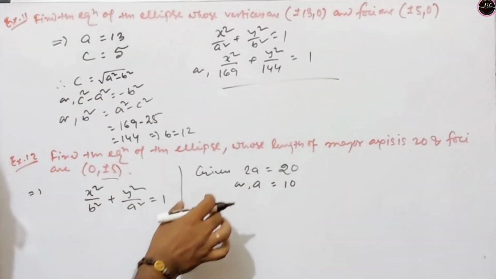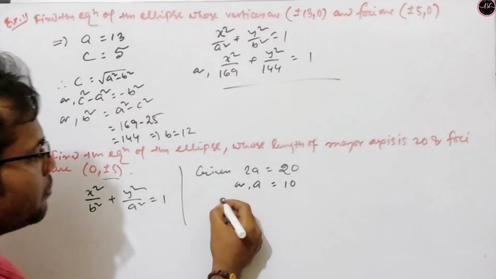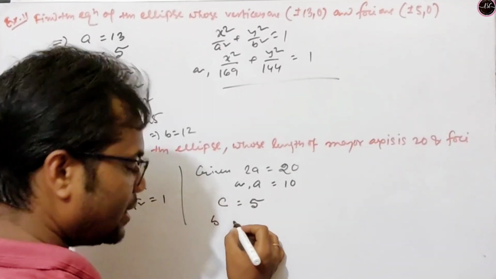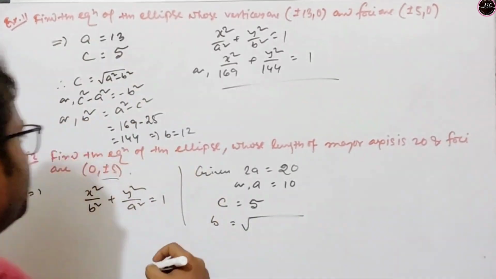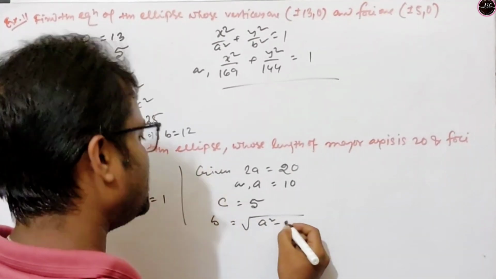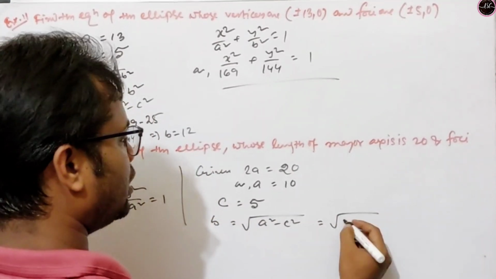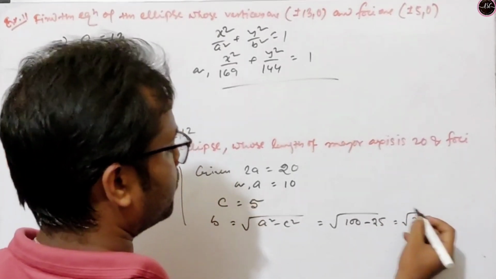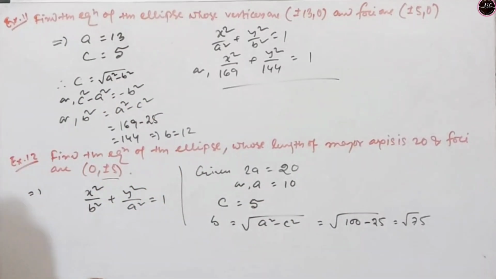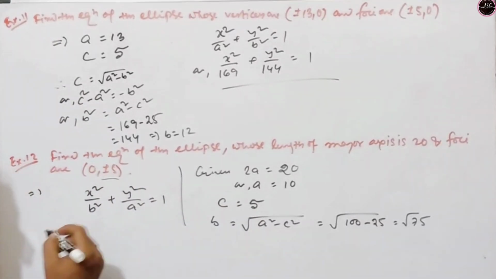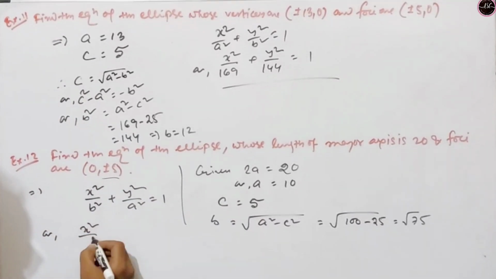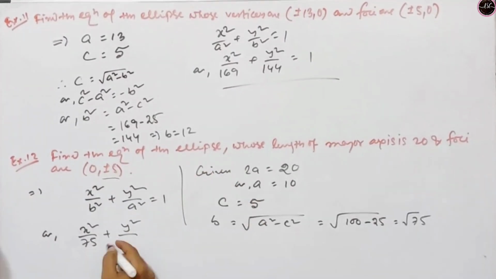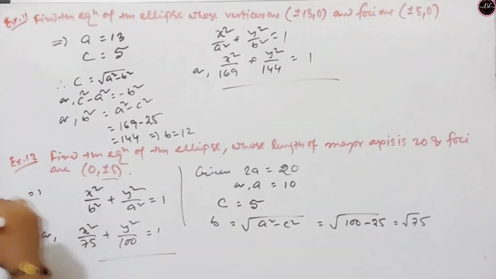Now as c is 5, from here we can get b equal to root over a square minus c square. Just put the value, 100 minus 25, that means root 75. So just put here the values: x square divided by b square equal to 75 and y square by a square equal to 100, equal to 1. That is the required equation.